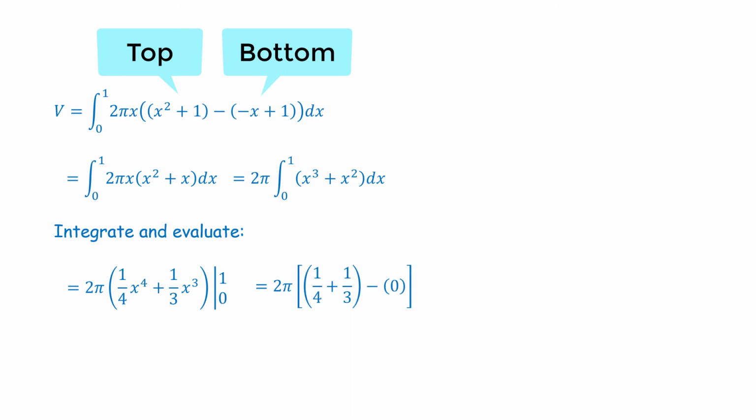Replacing the x with 1, don't forget the 2 pi. You'll have 1/4 plus 1/3 minus, then replace the x with 0, which is 0. Doing the arithmetic inside the brackets, you get 2 pi times 7/12. Let's multiply the 2 pi through, and the volume is 7 pi over 6.